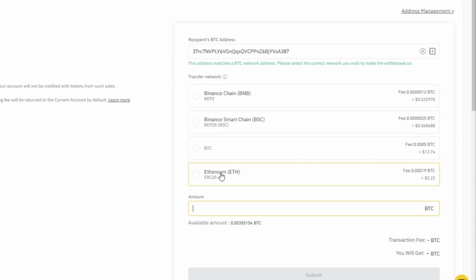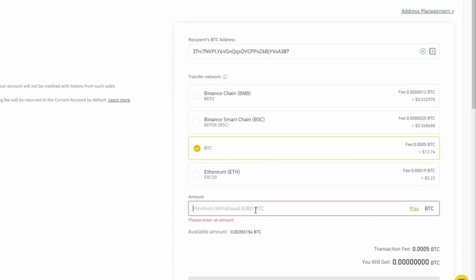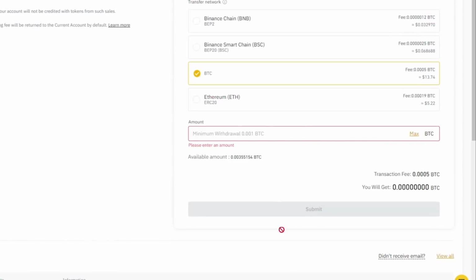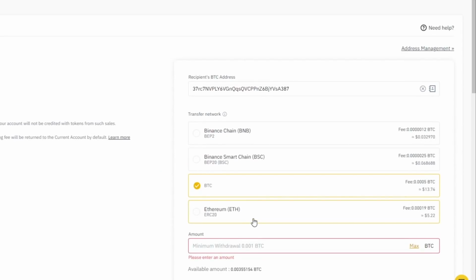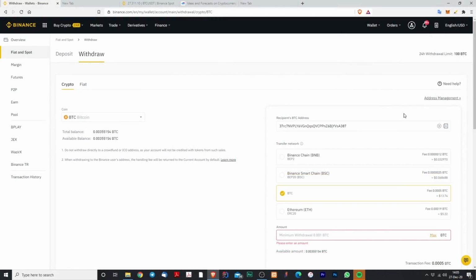You can also send BTC using Ethereum, for example, but I don't want you guys to confuse yourselves with those kinds of chains. So stick to BTC over here, put the amount that you want to withdraw, and then click submit. If you have two-factor authentication activated, it's going to ask you to verify through email or your phone. And that's really all it is when it comes to depositing and withdrawing.